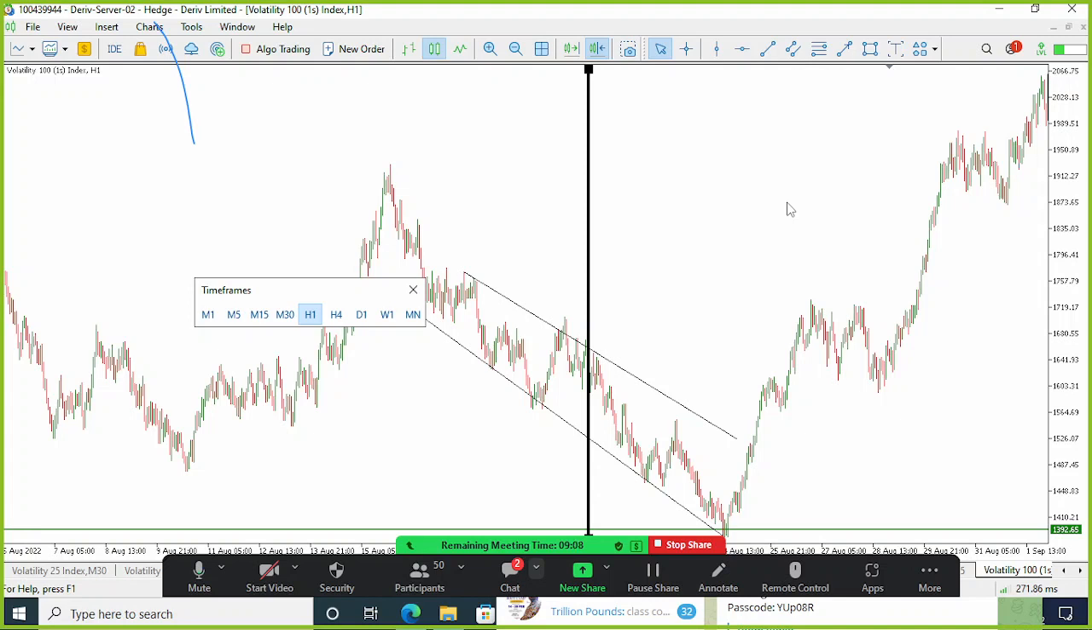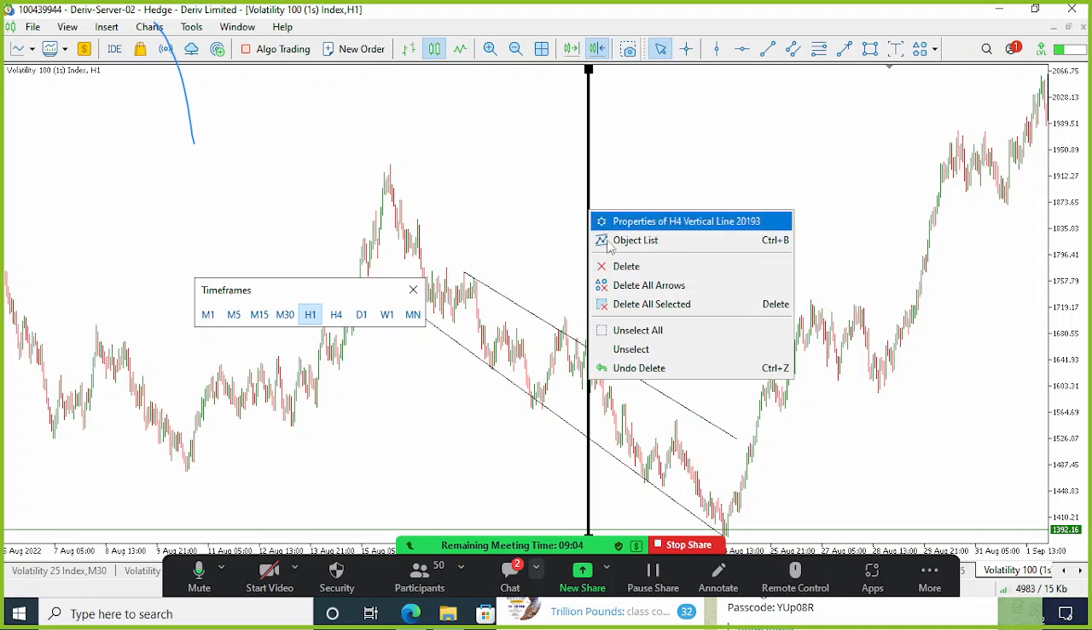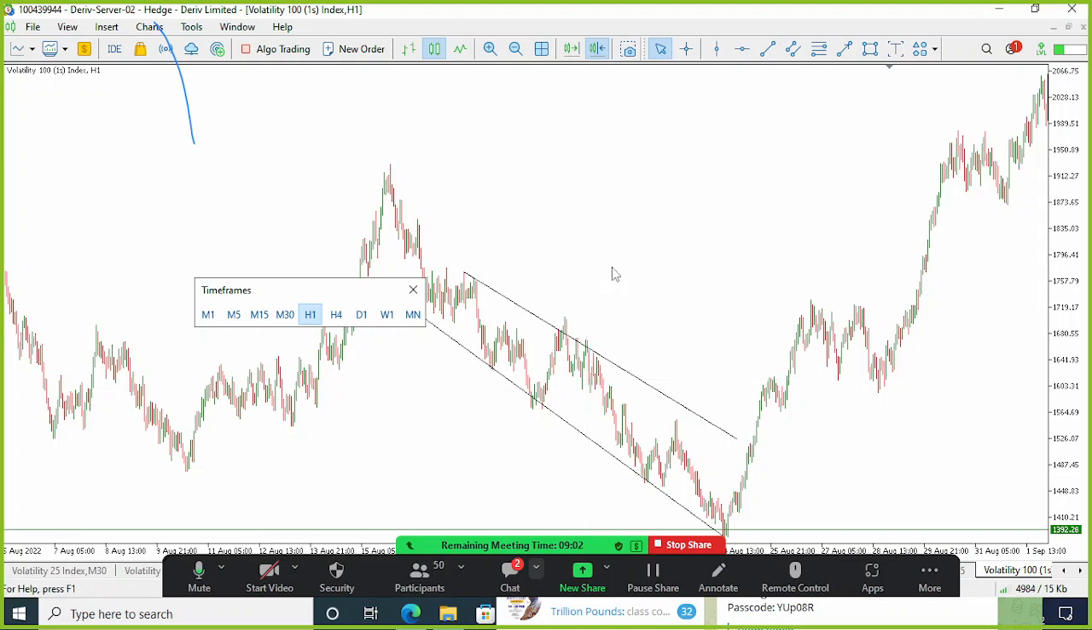So if you draw your channel and then you want to trade based on that particular channel, it means that you are not supposed to switch from the time frame on which you drew the channel to a different one, because once you switch, you're not going to get it as great as you had it on the previous time frame.